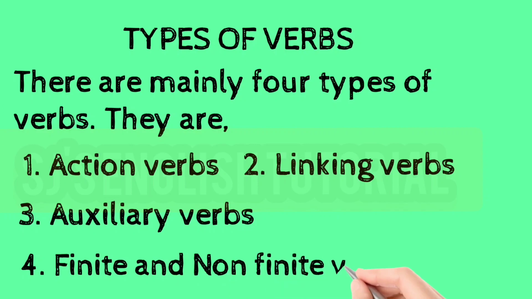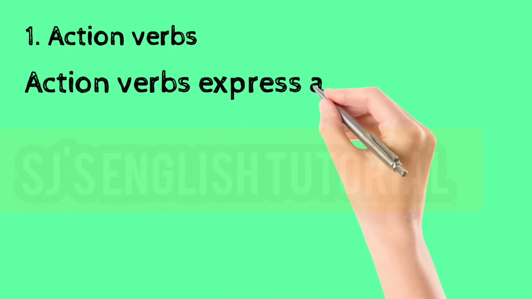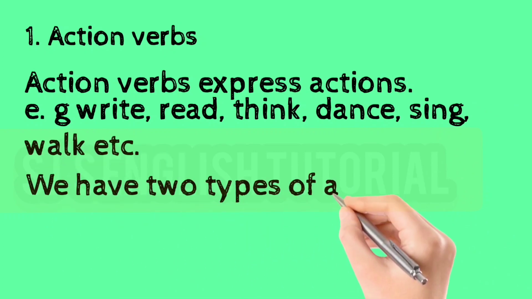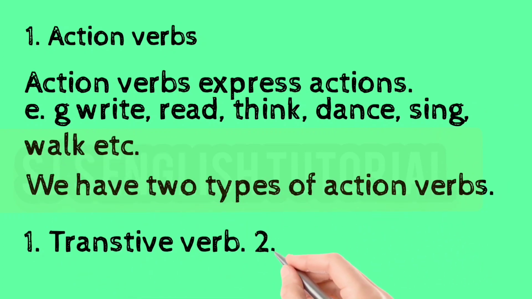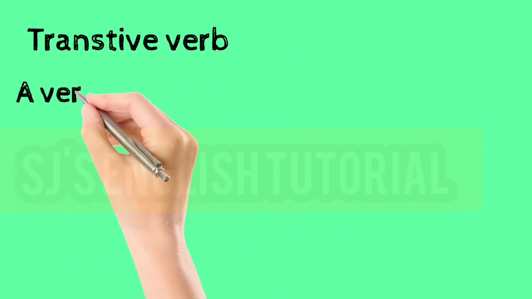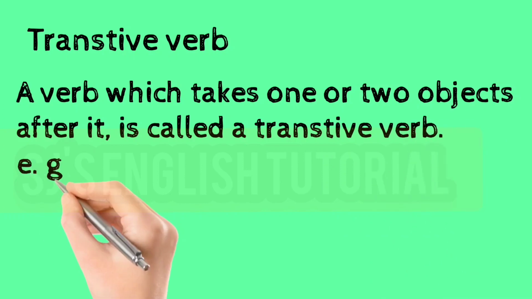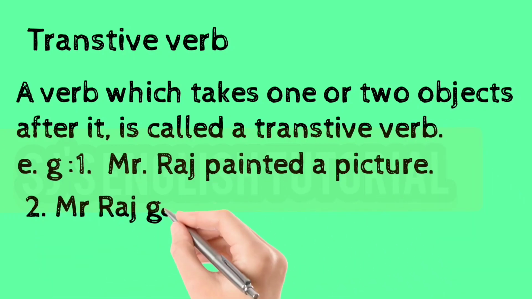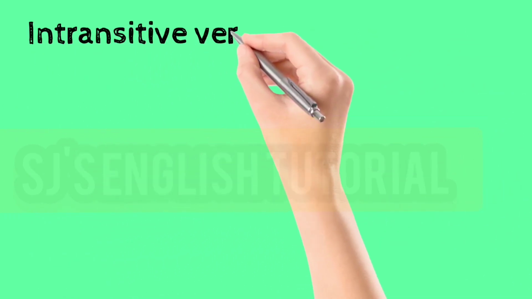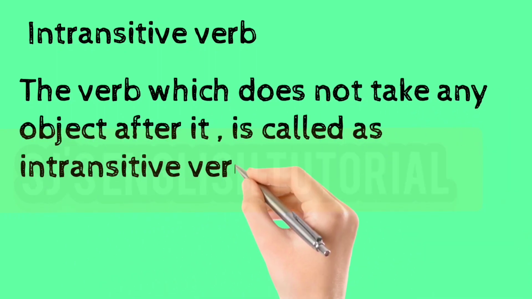Action verbs express action. For example, read, write, think, dance, sing, walk, etc. are action verbs. We have 2 types of action verbs, transitive verbs and intransitive verbs. A verb which takes 1 or 2 objects after it is called a transitive verb. For example, Mr. Raj painted a picture. Mr. Raj gave a painted picture to his follower. See the examples, a picture and his follower are objects. Intransitive verb. The intransitive verb does not take any object after it. For example, he dies, the birds fly.